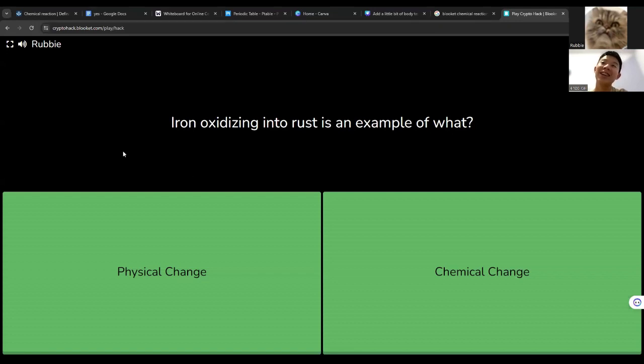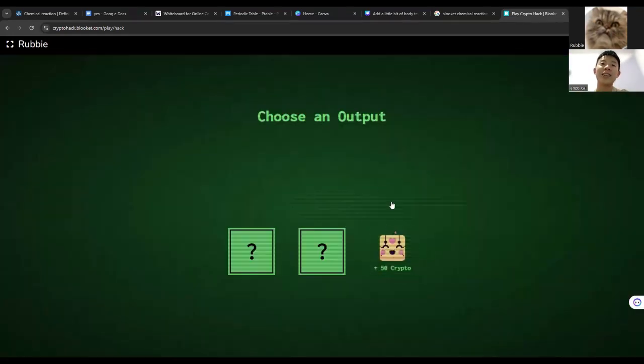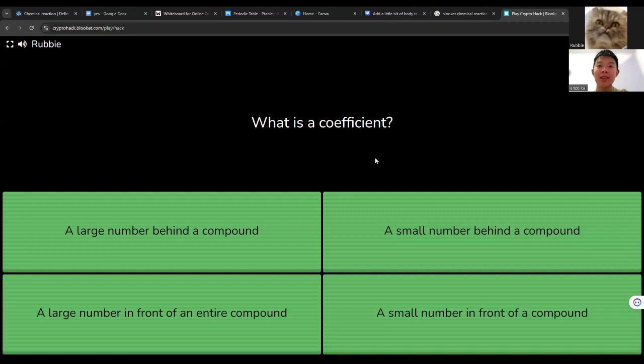Oh, I just stole 600 from you. I also stole money from you, Jack. I don't actually think... Oh, that. Triple crypto. I'm winning, I think. Go ahead.